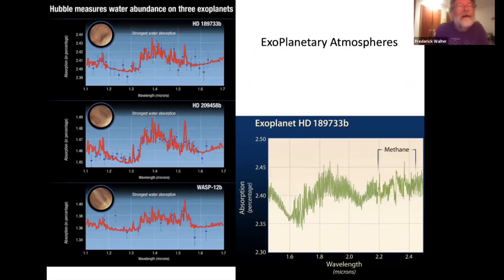These are faint. In fact, what you're doing is watching this planet go in front of its host star and seeing light being absorbed. You cannot see water in other planets from the ground because there's water vapor in our atmosphere. You have to get above the atmosphere to see this. And on the right, there's methane in the atmosphere of this planet. There was probably methane in the atmosphere of the Earth very early on.